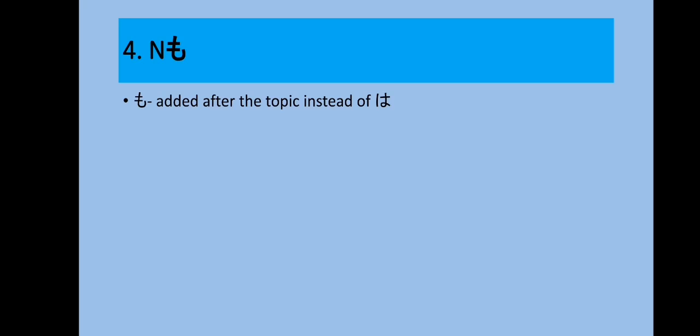So, the particle mo is usually used when two people are conversing and you would like to agree or you would like to say also or too. In Tagalog, for example, kausap mo, gusto mong sabihin ako rin or si ano rin. You use mo. Instead of saying two sentences, you use mo to agree.